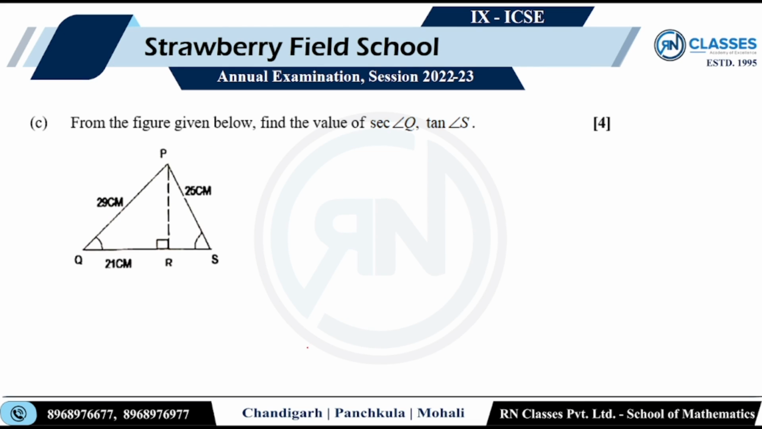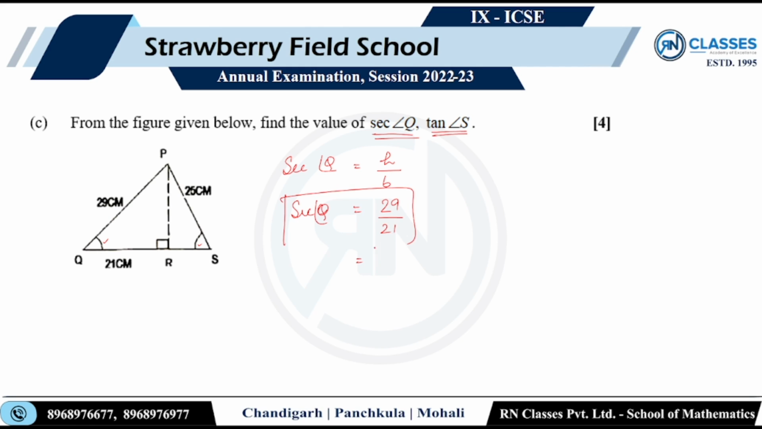And now the last question. Last part of the last question. From the figure given below, find the value of secant q. Okay, इसका secant निकालना है. And tan s, इसका tan निकालना है. Okay, so मैं एक काम करता हूं, secant q निकालें. Secant q, secant क्या होता है? Hypotenuse by base. Do I know the hypotenuse? Yes, of course, 29 by 21. That is secant q.